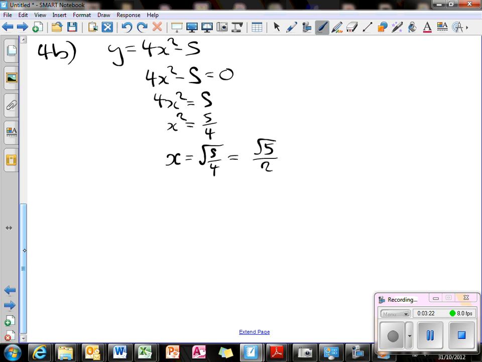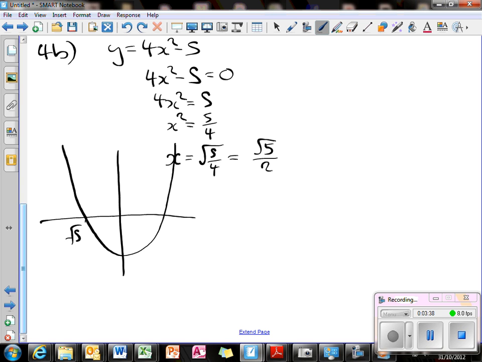Okay, so let's sketch a graph of this. It's going to be quadratic, symmetrical. It's going to come down like that, and it's going to cut at minus root 5 over 2 and plus root 5 over 2. Also, because it's a sketch, I want to know where it cuts here. Well, it cuts here when x is 0, so this is going to be minus 5.